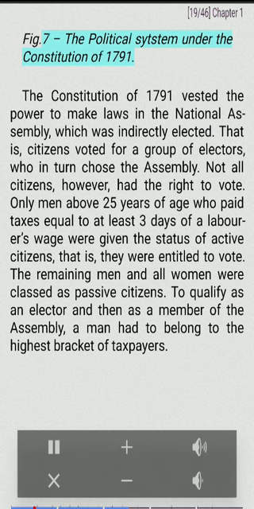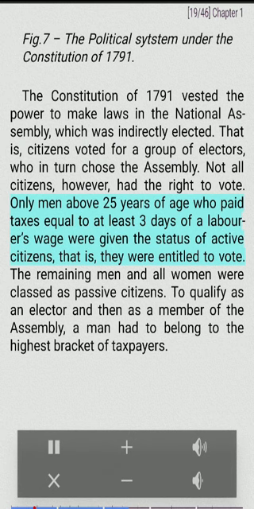Fig. 7 explains how the new political system worked. Fig. 7. The political system under the Constitution of 1791. The Constitution of 1791 vested the power to make laws in the National Assembly, which was indirectly elected. That is, citizens voted for a group of electors, who in turn chose the Assembly.